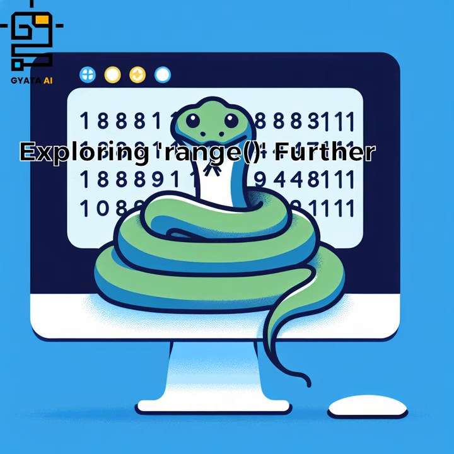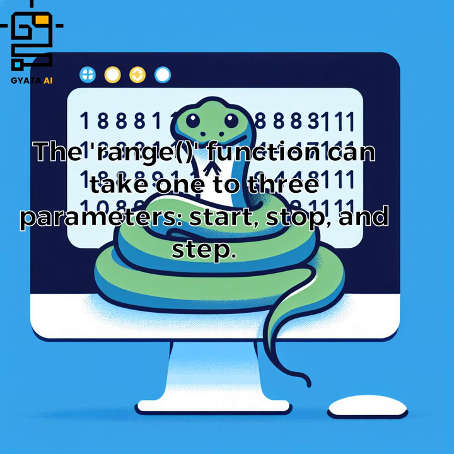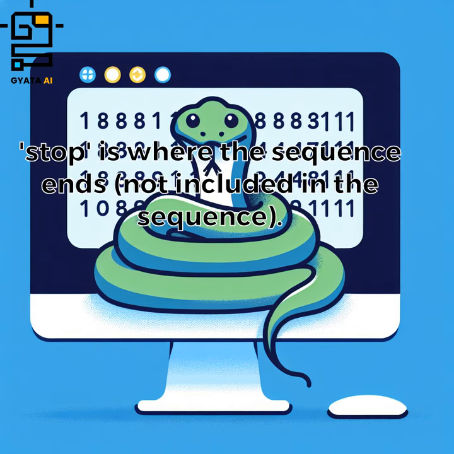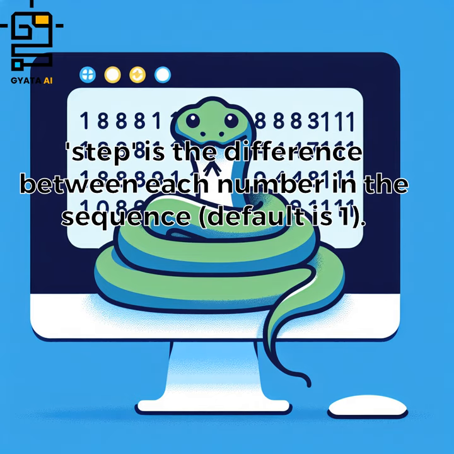Exploring range further. The range function can take 1 to 3 parameters: start, stop, and step. Start is the first number of the sequence, default is 0. Stop is where the sequence ends, not included in the sequence. Step is the difference between each number in the sequence, default is 1.